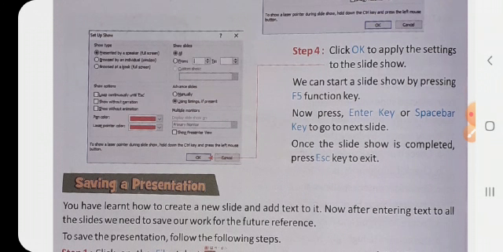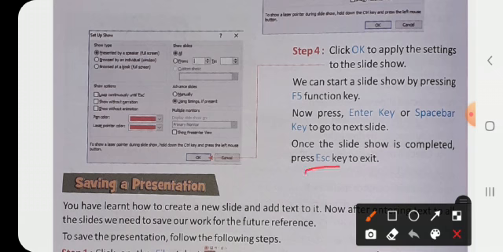We can start a slideshow by pressing the F5 function key. So you have the F5 function key on your keyboard. When your slideshow is ready, click OK and then you can press the F5 function key and your slideshow will begin to operate. Now press the enter key or spacebar key to go to the next slide. Once the slideshow is completed, press the escape key to exit. So if you have completed your slideshow, press the escape key to exit.